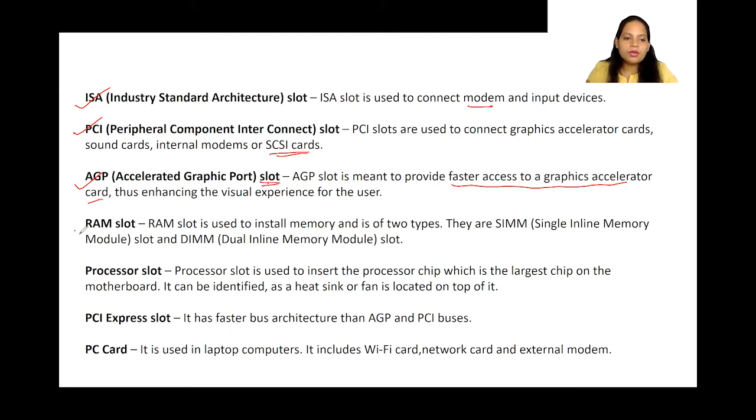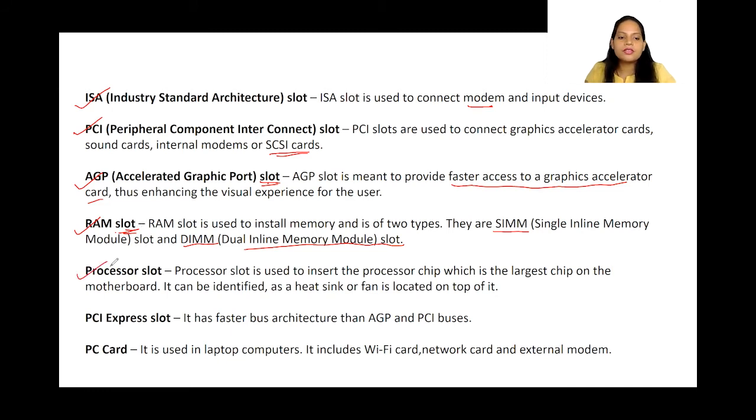Okay. The RAM slot, as you can understand by the name itself, is used to install memory and is of two types: SIMM, that is single inline memory module slot, and DIMM, dual inline memory module slot. These DIMM and SIMM we have seen when we saw the various types of motherboards, isn't it? So here are the details. See, these are nothing but the RAM slots. In this slot we will insert the RAM. If you want to expand your RAM, then you will do it using this slot.